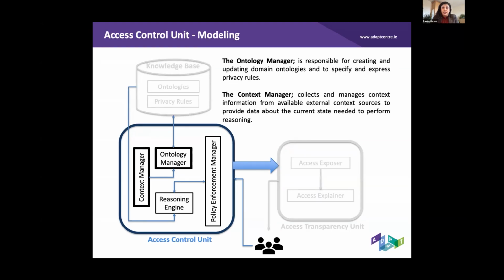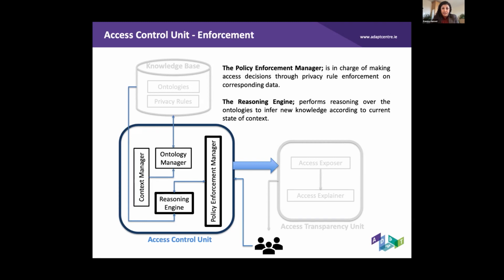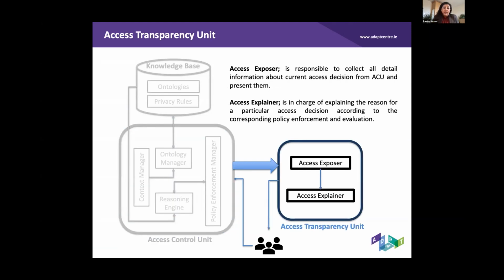The Ontology Manager creates and updates the domain ontology and expresses privacy rules using a specific machine-understandable language in this framework. Meanwhile, context information about current and dynamic states, which is needed to perform reasoning, is collected by the context manager. The policy enforcement manager receives access requests and enforces them to determine the appropriate privacy rule, then dispatches access decisions over those. The reasoning engine is responsible for inferring new knowledge according to the current state of context through performing reasoning.